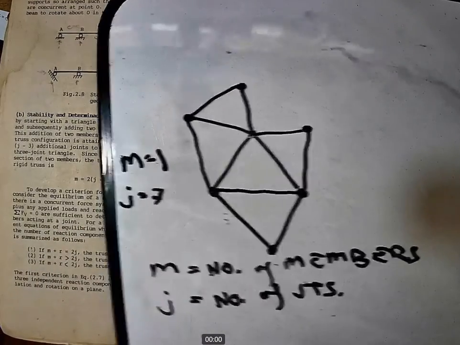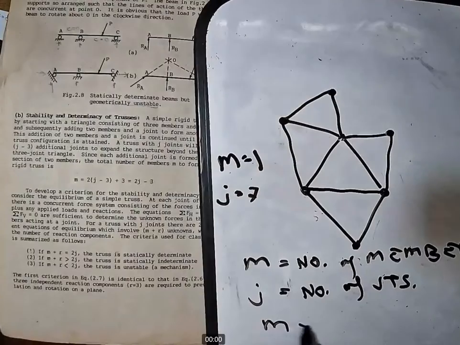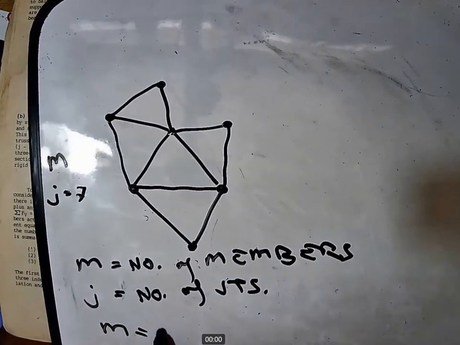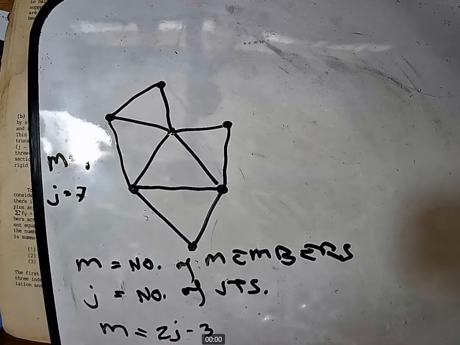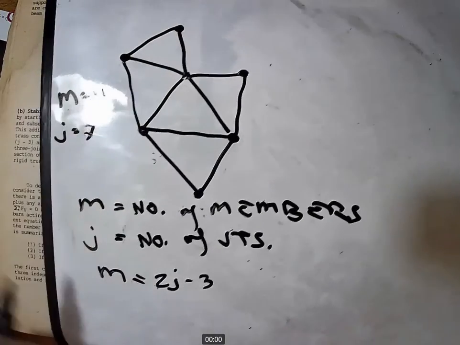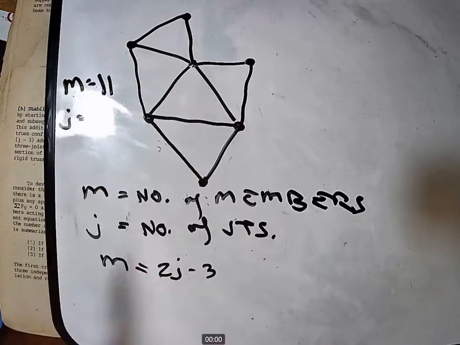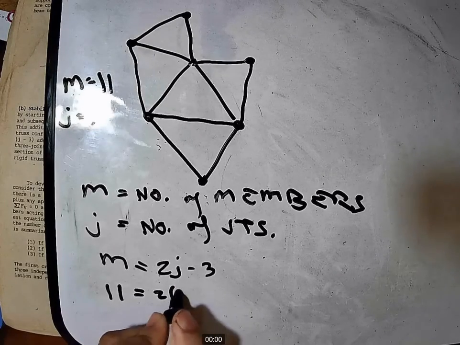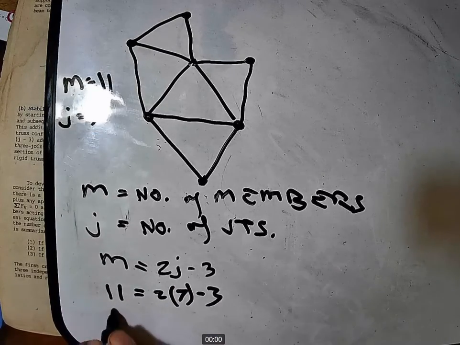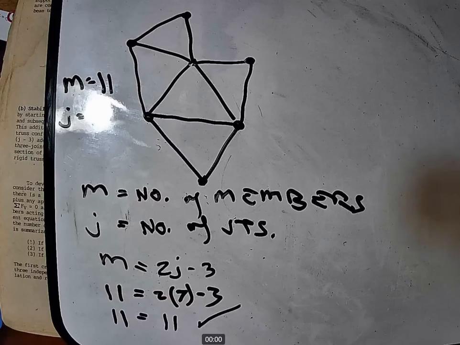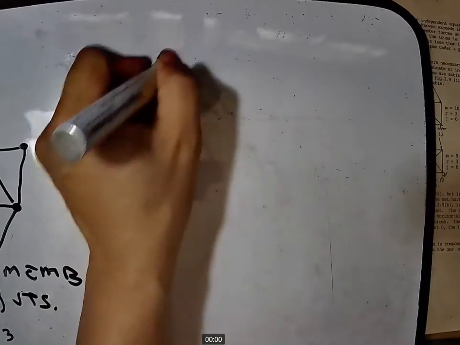Now let's look at the said equation. M, according to this equation, M is equal to 2J minus 3. Let's check. So, what is the value of M? I think 11. Okay, so 11. How many joints? 7. They should be equal. 11 is equal to 14 minus 3 equals 11. So, check ang ating figure na truss. Let's take another example na truss.